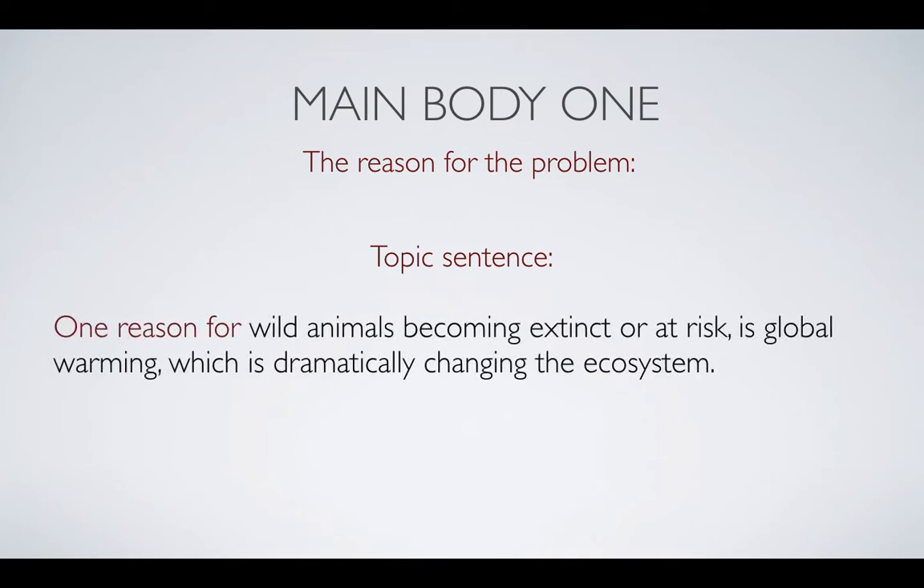So now let's take a look at main body 1. In this paragraph, we're going to write the reason for the problem. And the first thing I need is a topic sentence. One reason for wild animals becoming extinct or at risk is global warming, which is dramatically changing the ecosystem. So it's got to be a specific topic sentence. It's got to be very clear and specific and directly linked to the issues in the task question. And I started it with one reason for. So I'm just giving one reason.